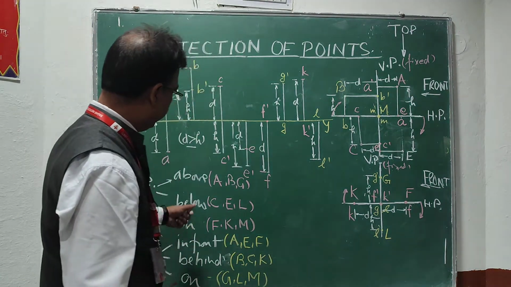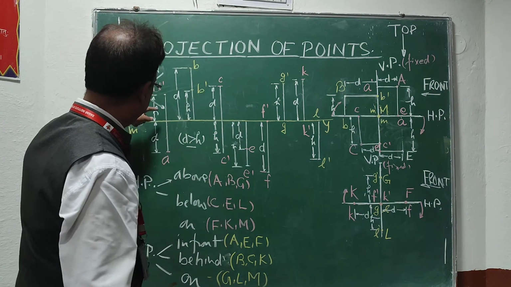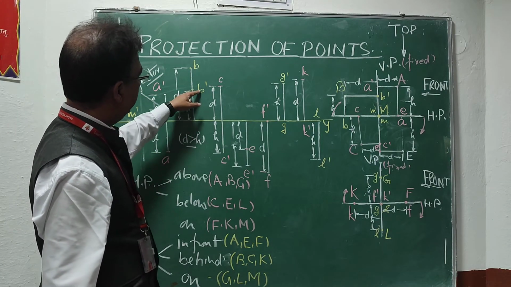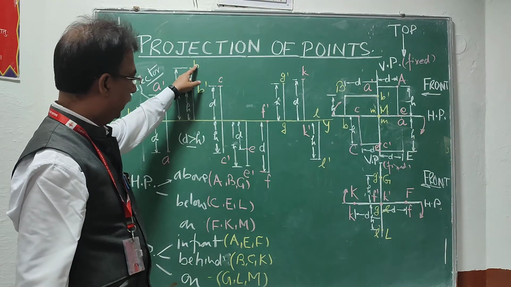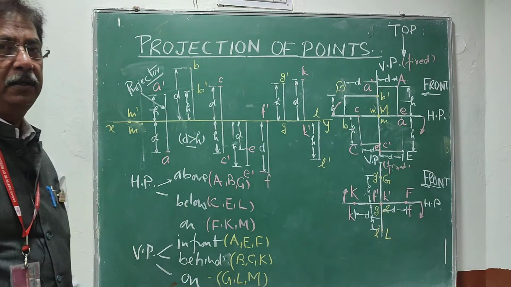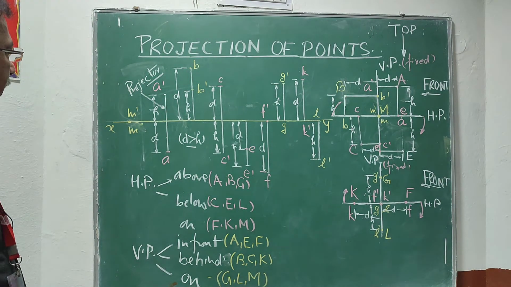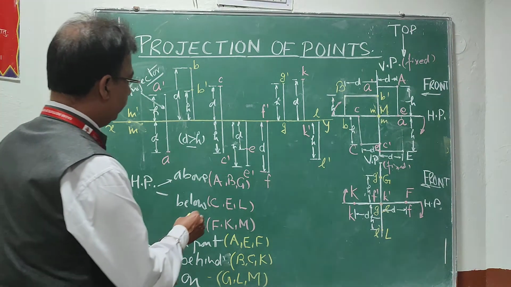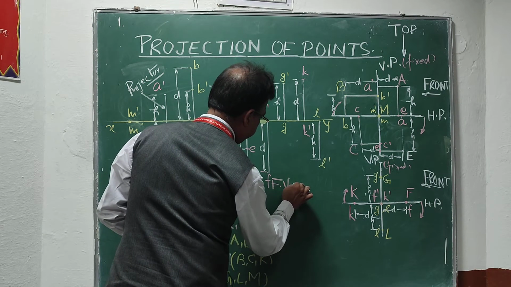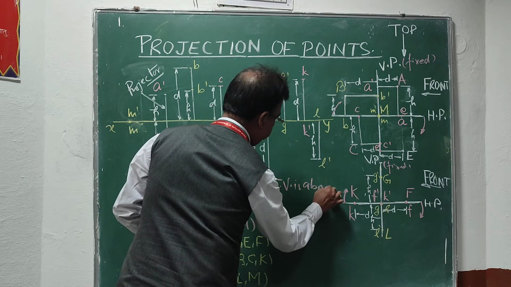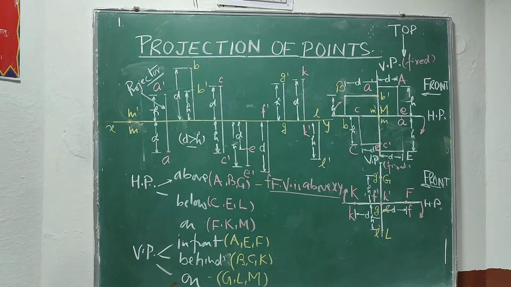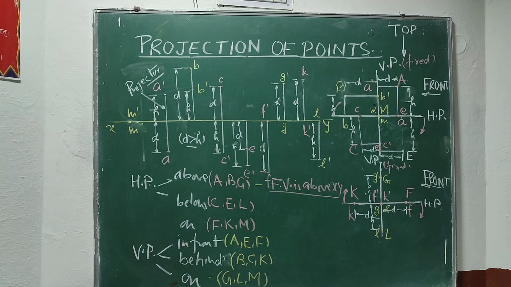So look at these 3 points: A, B and G. For A, the front view will be above, top view will be below. For B, the front view will be above, top view will also be above. For G, the front view is above and top view will be on the reference line. So the common thing is, as all the points are above HP, their front view is above the reference line. This will be one of the conclusions. Whenever a point is above HP, its front view will be above the reference line.